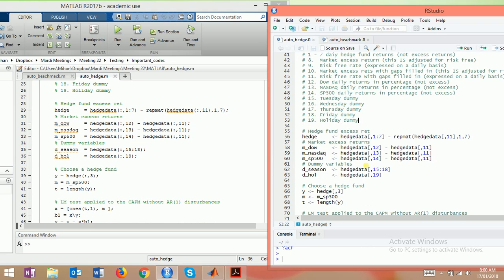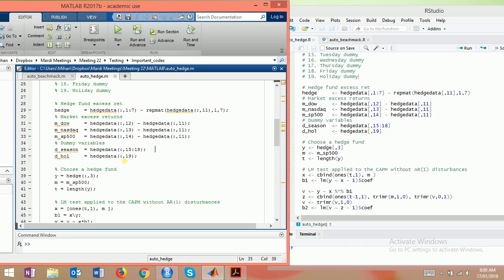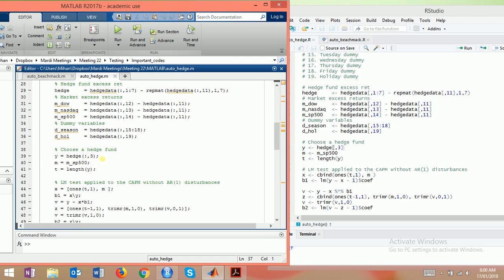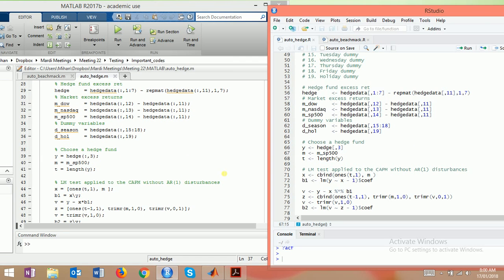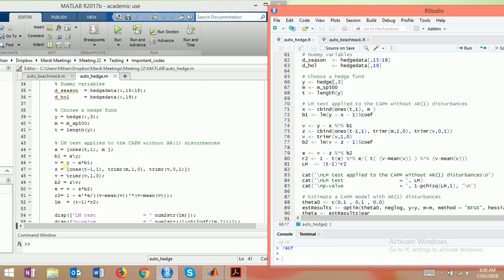Dummy variables are created. How do we create dummy variables? D season H data 15 to 18, all rows 19. Oh, they're already there. So choose a H font, fine, length, LM test applied, keep them with AR1 disturbance term.